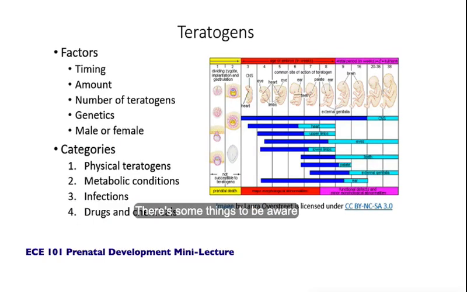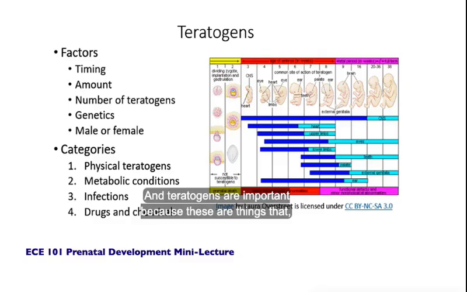There are some things to be aware of that affect prenatal development, and one of those is teratogens. Teratogens are important because these are things that, in general, we can control exposure to. So it's important to be aware. One of the things to be aware of is that timing is important.